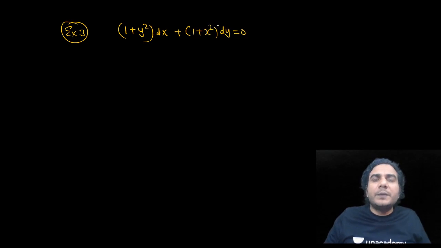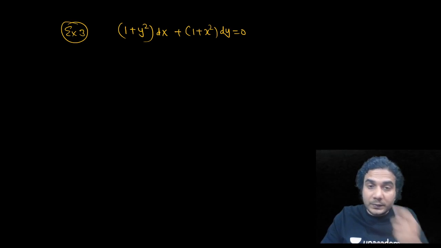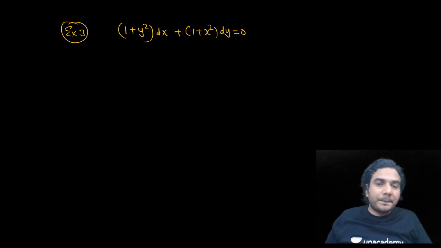Now let me give you another example. Example 3. So this is 1 plus y square dx plus 1 plus x square dy equal to 0. Because we are starting the chapter, I'm giving you some easy examples to practice. In this form the equation is given. So sometimes they write the equation in this form, like some function of y or x into dx plus some function of x or y into dy, and is equal to 0.